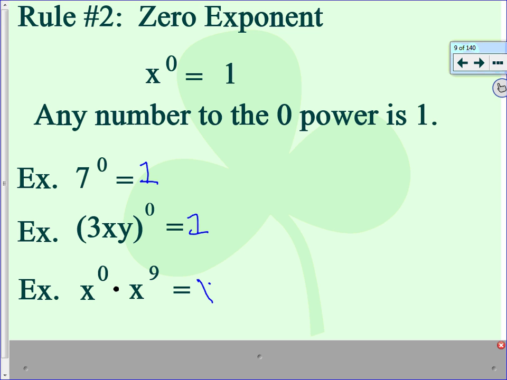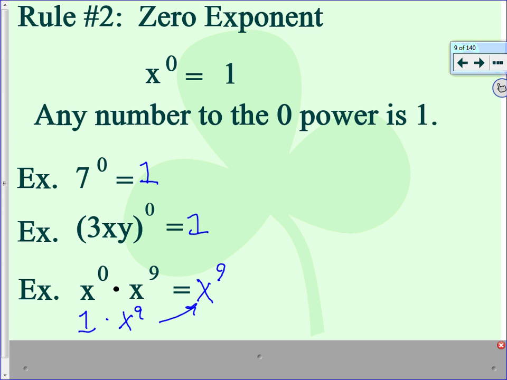x to the 9. Good job. Okay. So you could look at this in a number of ways. We could look at it using the product property. The product property says if you have two numbers with the same base, you add the exponents. So adding the exponents, 0 plus 9 is 9. Another way to look at this is x to the 0 is 1. 1 times x to the 9 is just x to the 9. So you can look at it either way.